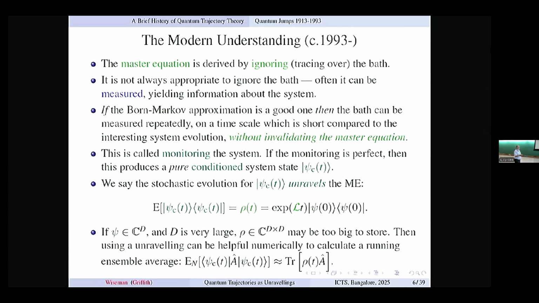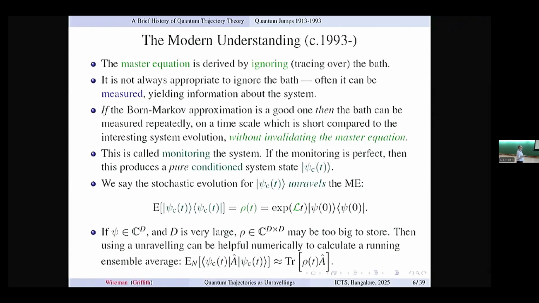And to use another word, which is not due to me, this is Howard Carmichael, who'll come up later. We say that the stochastic evolution, so it's necessarily stochastic because we're doing measurements in quantum theory. Measurements in quantum theory have random results. And so this continuous-in-time process is a stochastic process. And as I said, it doesn't invalidate the master equation, which means that on average, that's what this E stands for, an expectation value, or ensemble average, if you prefer, of this projector is just going to be rho of t, the solution of the master equation starting from the initial state.